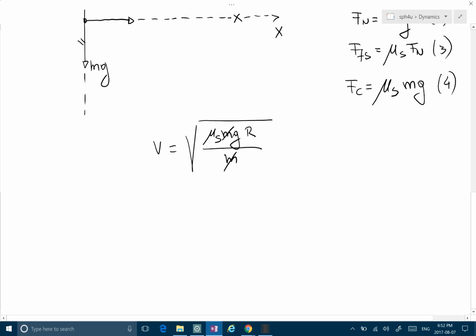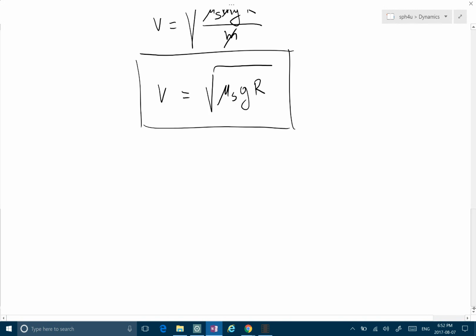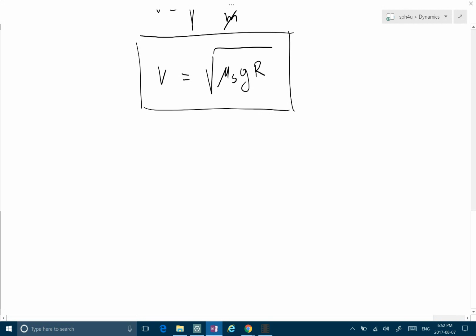right? And thank God the speed the car has to negotiate the curve, as you can see, does not depend on the mass of the car. It depends only on the type of tires, the radius, and the gravity, and what planet you're in. And then at this point, you can plug in the numbers.